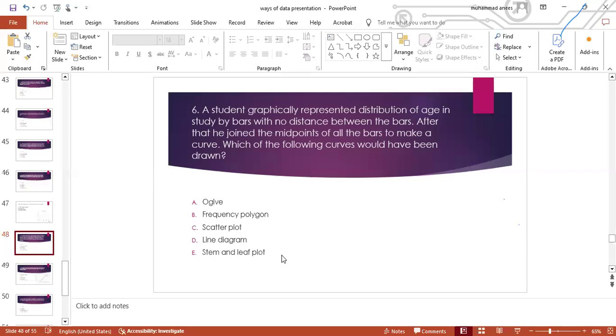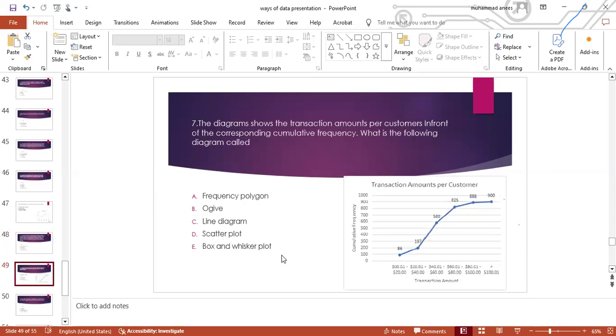6, a student graphically represented distribution of age in study by bars with no distance between the bars. After that, he joined the midpoints of all the bars to make a curve. Which of the following curves would have been drawn? A, ogive, B, frequency polygon, C, scatter plot, D, line diagram, E, stem and leaf plot. Frequency polygon. Yes, frequency polygon is the answer.